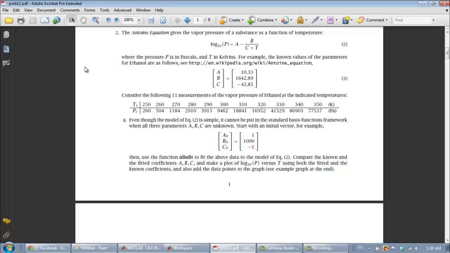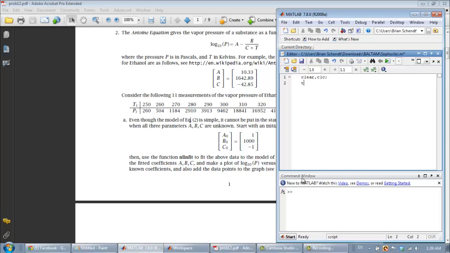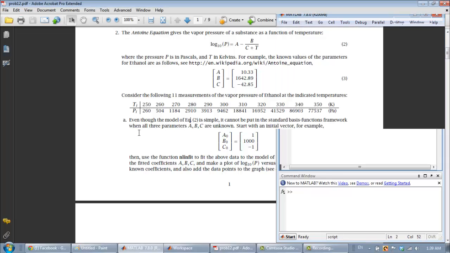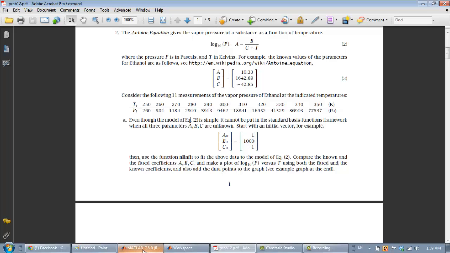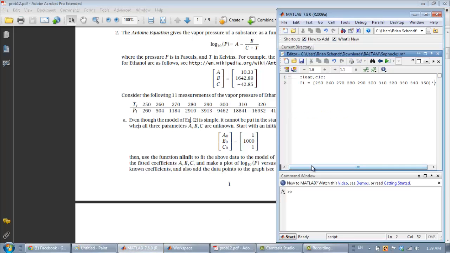Okay, so again, you were given two vectors. A vector of the independent variable and a vector of the dependent variable. So I'm going to type in those values. 250, 260, 270, 280. There's probably a pattern I could use for this, but whatever. Just type that in. Up to 350. Alright, cool. They're already in Kelvin. I don't have to worry about converting them.